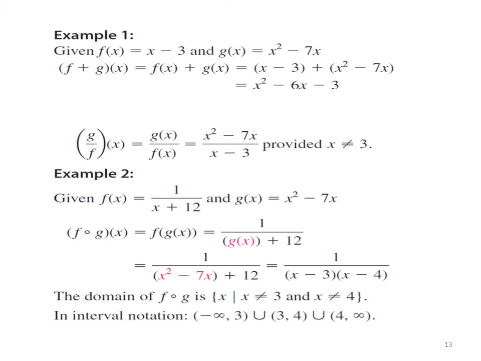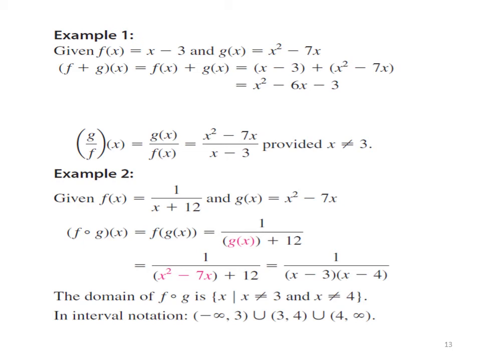Here are examples for some of the operations. Here f of x is equal to x minus 3, g of x is equal to x squared minus 7x. Let's do the sum. F plus g of x is defined to be f of x plus g of x. So replace f of x by the formula, which is x minus 3, plus g of x, replace it by x squared minus 7x, and you need to simplify.